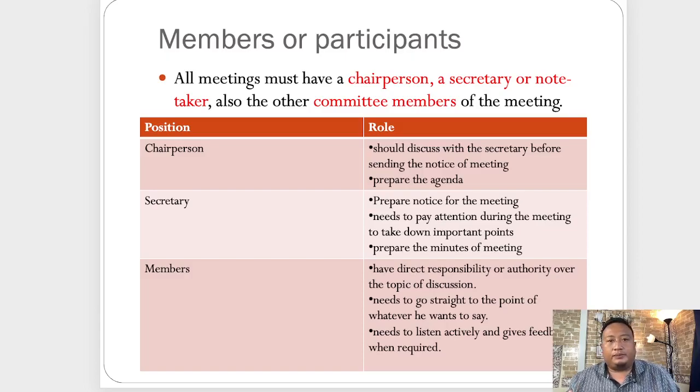Alright, so these are the roles for the members or the participants. I already explained in the previous video, but just briefly watch what are the roles of the participants. Of course, the most important role for the meeting is the chairperson. The chairperson needs to conduct the meeting. And in this assessment, most of the marks come from the chairperson, whether the chairperson can conduct or fail to conduct the meeting.